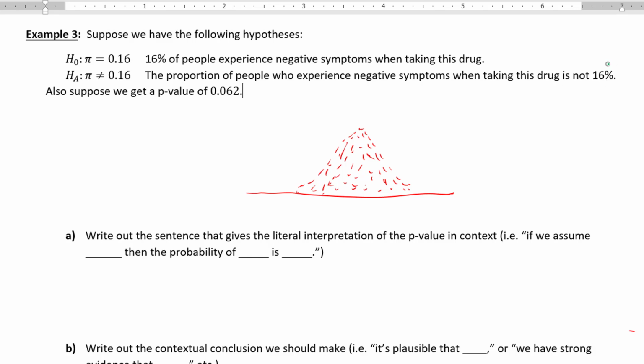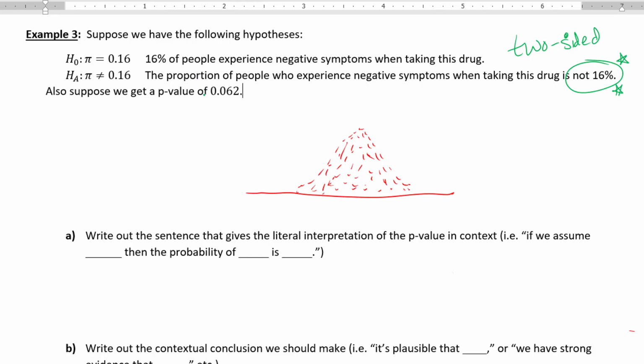Notice, to say that it's not 16% could mean that it's more than 16%, or it could mean that it's less than 16%. This is called a two-sided test. If we have enough evidence that it's bigger, or we have enough evidence that it's less, then we could say that we have evidence that it's not.